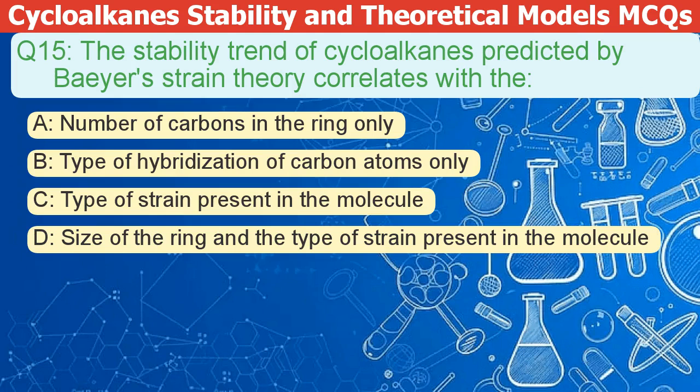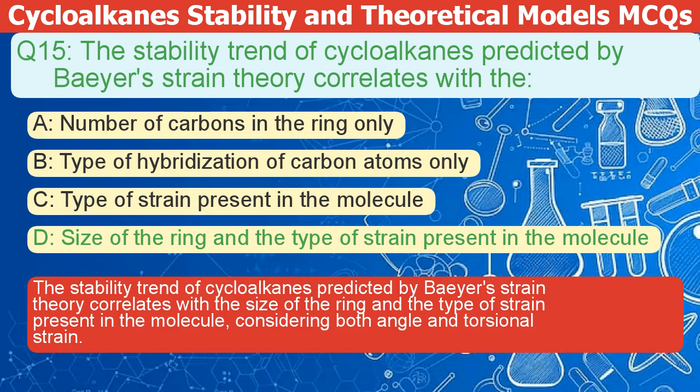Baeyer's strain theory predicts cycloalkane stability trends that correlate with what? A. The number of carbons in the ring only. B. The type of carbon atom hybridization only. C. The type of strain in the molecule. D. The ring size and the type of strain present. The correct answer is D. The stability trend of cycloalkanes predicted by Baeyer's strain theory correlates with ring size and the type of strain present. It considers both angle and torsional strain.